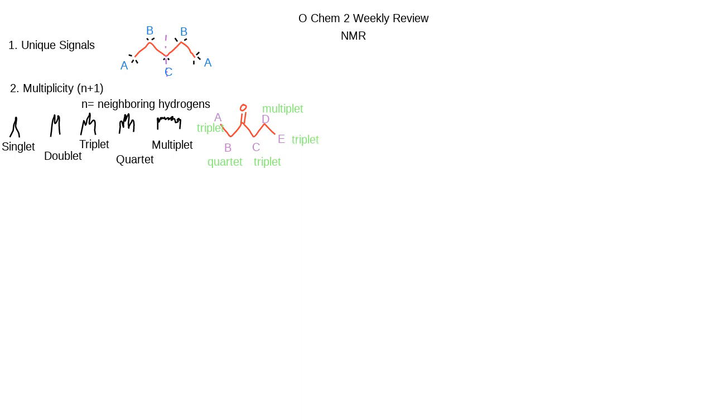Okay, so that is how you find the multiplicity of a set of hydrogens. And of course, you have to find each unique signal to do this properly. All right.